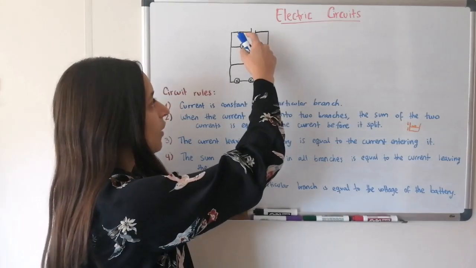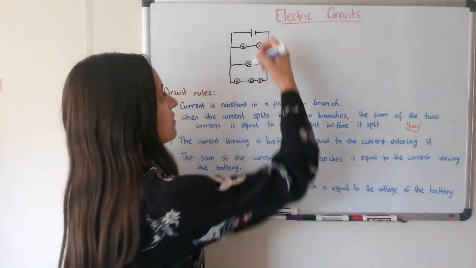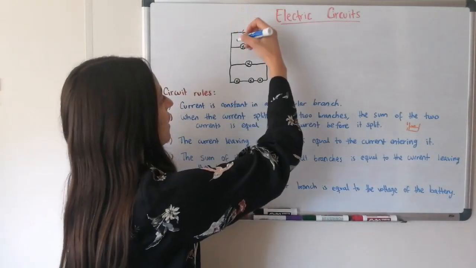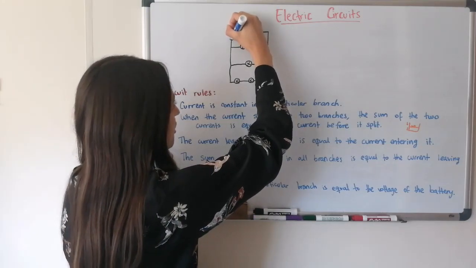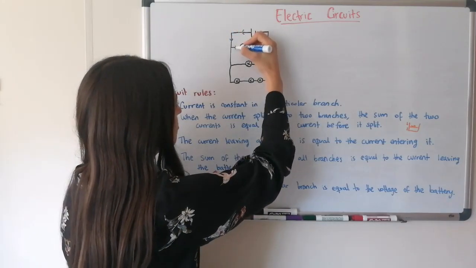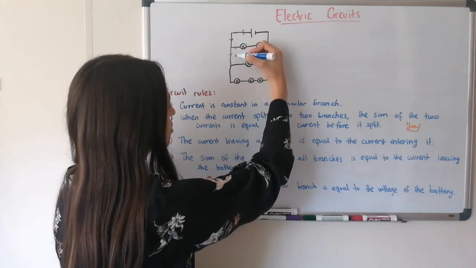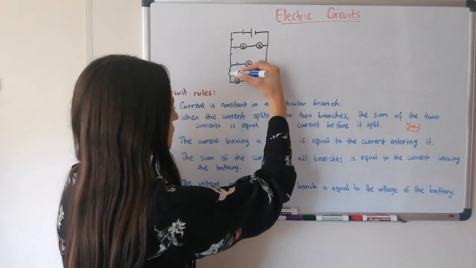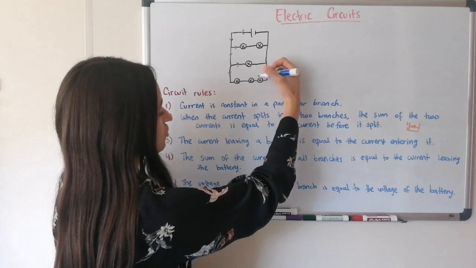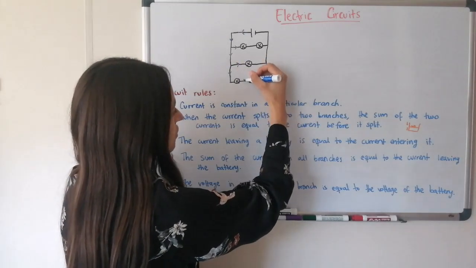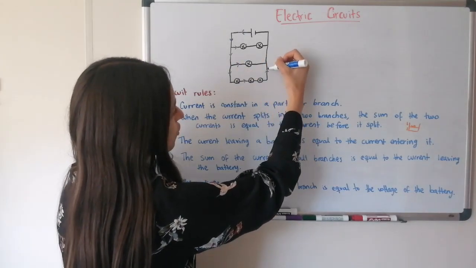So the current will go out of the battery, it'll go out in this direction to the left, it'll go down this part, and it'll divide. Some will go through the first branch, some will go down, and then it'll divide between the second branch and the third branch. The current will pass through these lamps and go back up.